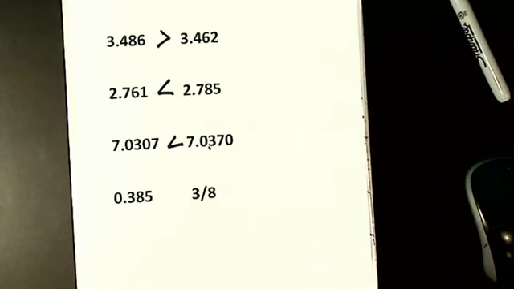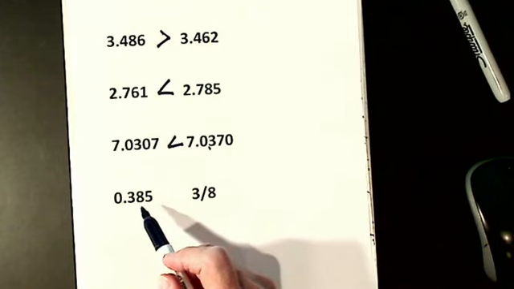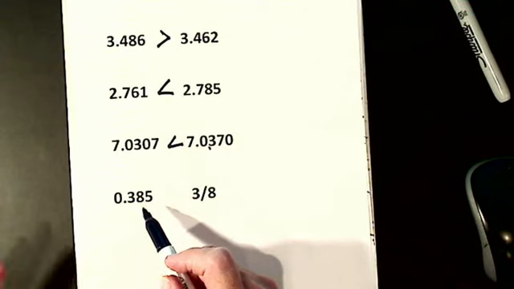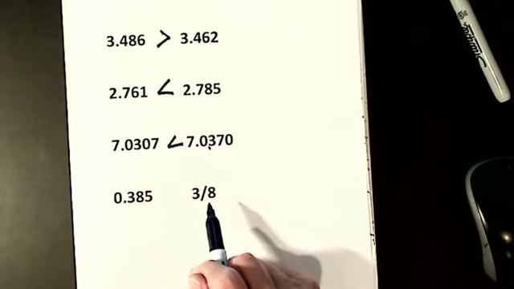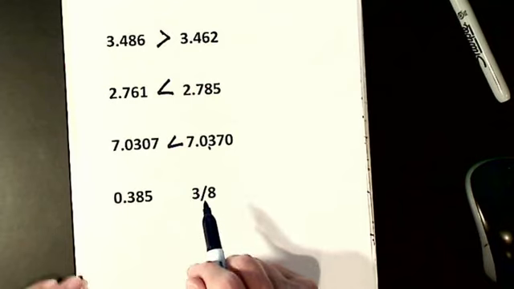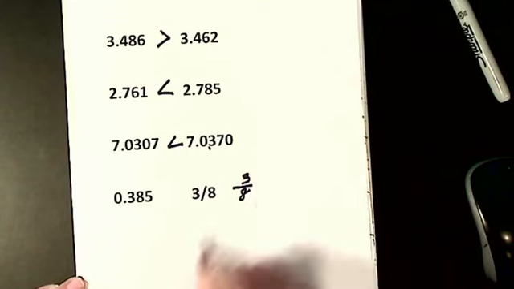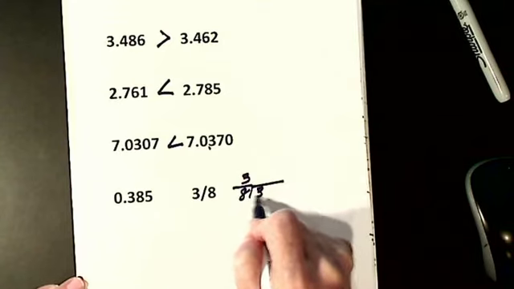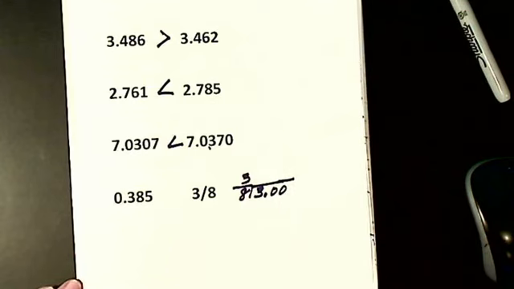Well, to compare, I either have to make them both fractions or both decimals. To make this a fraction, I'd have 385 thousandths and then have to simplify it. I just think it's too hard. It's easier to change the fraction to a decimal. So if you remember, 3 divided by 8, to change to a decimal, we divide the bottom into the top. Add the decimal, add a couple zeros, see what happens.